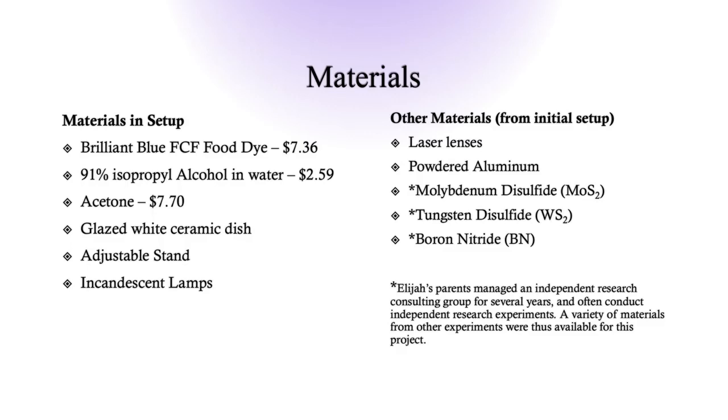The powdered aluminum was extracted from firecrackers by dissolving the propellant in water and skimming aluminum from the top. Molybdenum disulfide, tungsten disulfide, and boron nitride, which had estimated particle sizes of between 3 and 20 microns, were readily available from past experiments conducted by the Courtney's research consulting group.